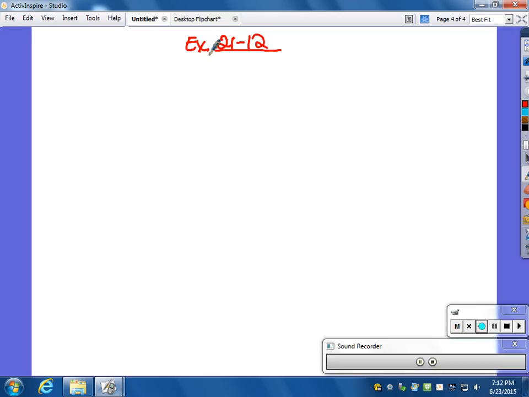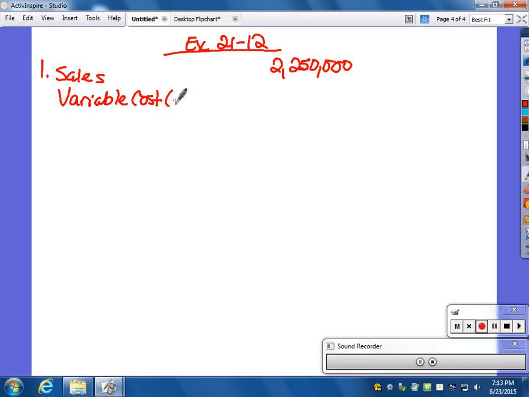Starting off with sales. What were the sales? You just figured them out. 2,250,000. What's next? Variable cost. How much? How many units are you selling? What was the break even in units? 12,500. What's the variable cost per unit? That's the contribution margin. What's the variable cost per unit? 135. So how much does that equal out to?